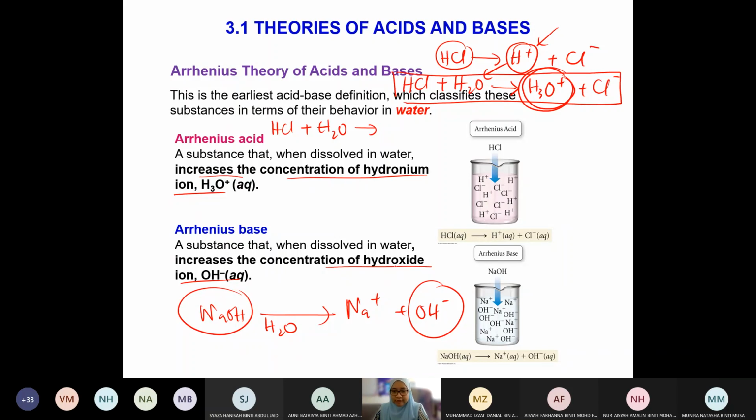Okay, alright. So this is based on Arrhenius. Arrhenius said the behavior must be in water. Behavior in water. Then only it can show the characteristic. If not in water, it cannot show. This is based on Arrhenius.